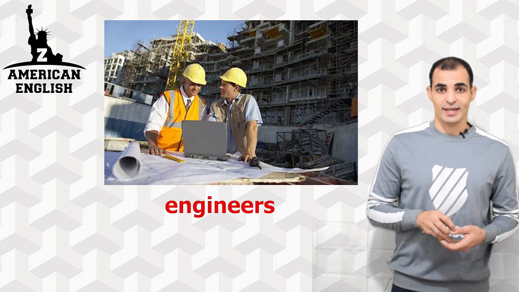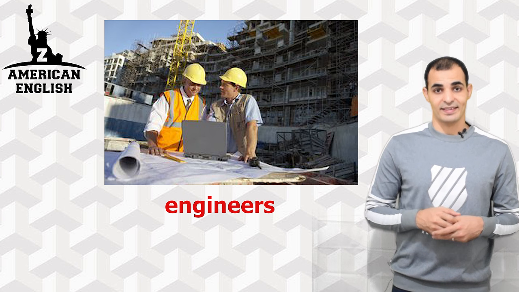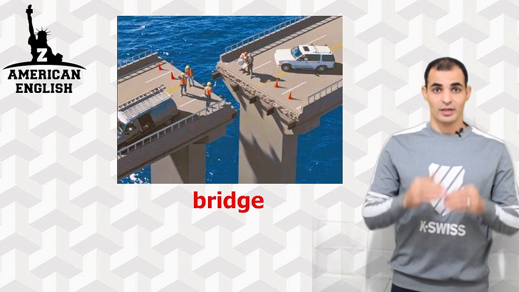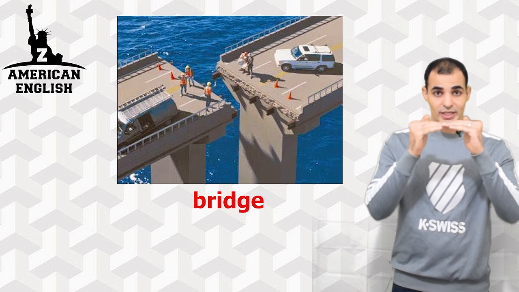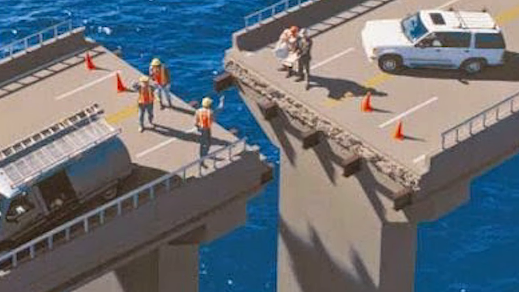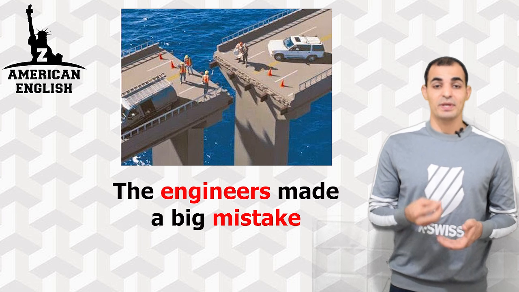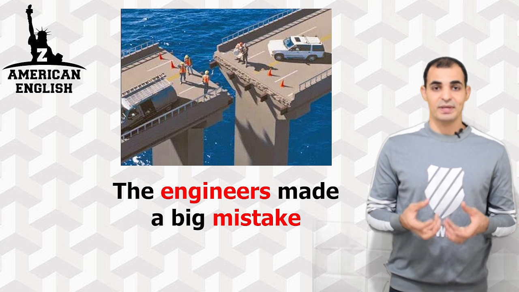Sometimes engineers make mistakes. Let's see an example. This is a picture of a bridge. Bridge. Can you say bridge? But the engineers made a mistake. Can you see the mistake? Let's repeat the sentence. The engineers made a big mistake.